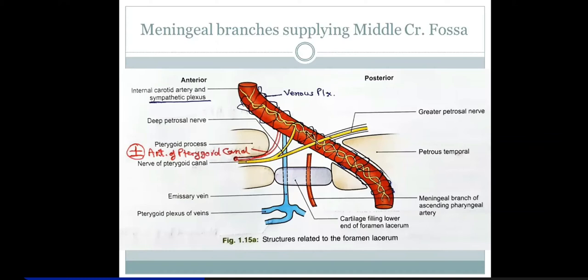One more thing is that the vagosympathetic trunk, if you remember, also is a content of the carotid sheath. And on the left side, the thoracic duct in the lower portion also becomes a content of the carotid sheath.